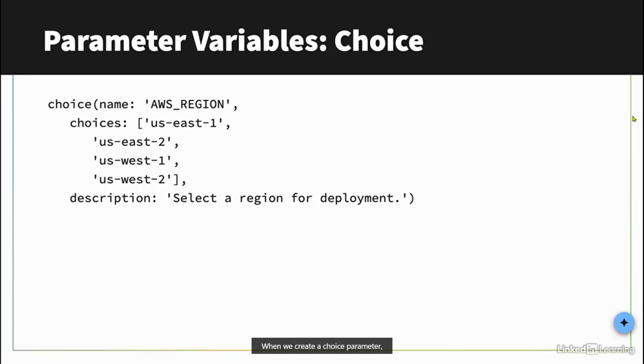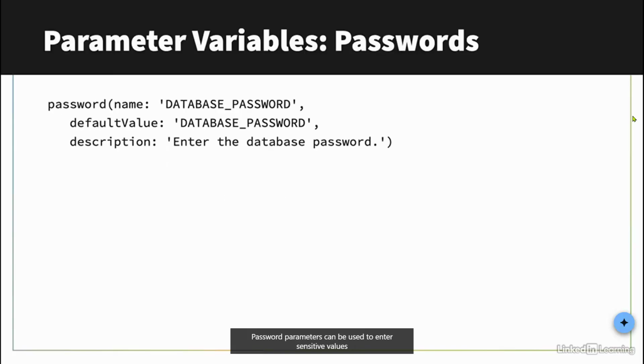When we create a choice parameter, the options are entered as a list. We don't have to specify a default though, because the first value in this list will be used as the default value in the Jenkins interface. Password parameters can be used to enter sensitive values like passwords and API keys. Password values are entered in the same way that string parameters are entered. However, password values are masked to keep them from being exposed.